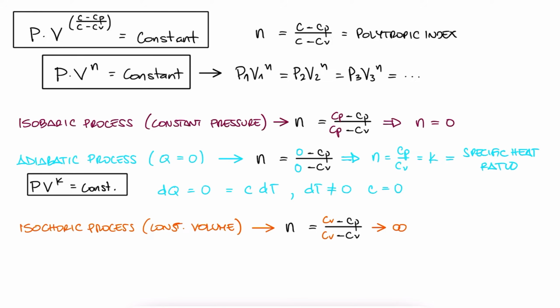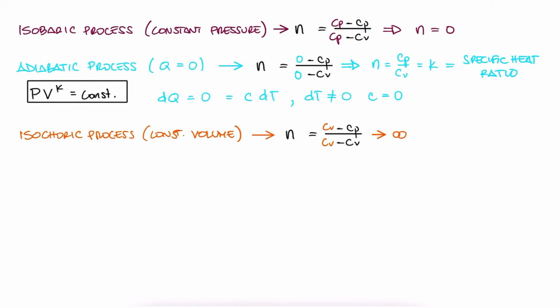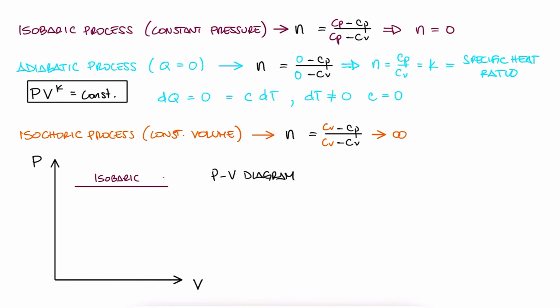This is not very useful in terms of solving for values, but it does allow us to plot these processes in a PV diagram, where P is on the y-axis, V on the x-axis, and for n equal to 0, isobaric process, the slope is 0. N equals infinity is an infinite slope or a vertical line, and an adiabatic process has a logarithmic slope equal to k.